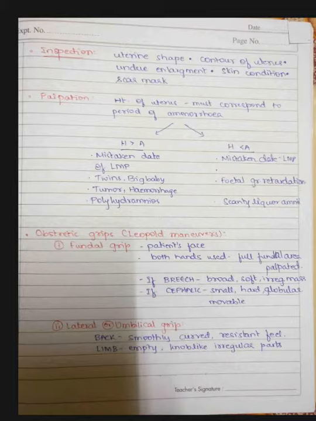Coming to the obstetric grips now, the Leopold's maneuvers. Fundal grip: you should face the patient here, and you should use both hands for this grip. The full fundal area should be palpated. If it is breech, it will usually be felt as a broad, soft, irregular mass, and if it is cephalic, it will be felt as a small, hard, globular, independently ballotable thing.